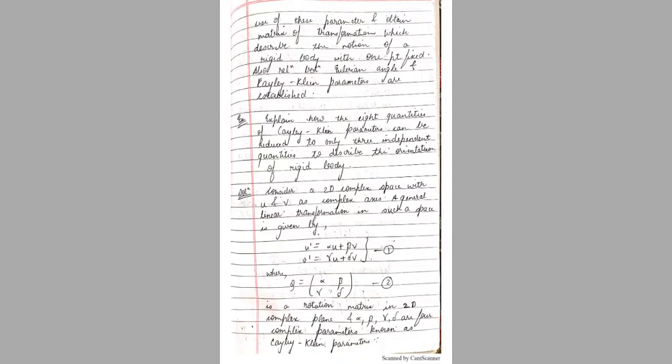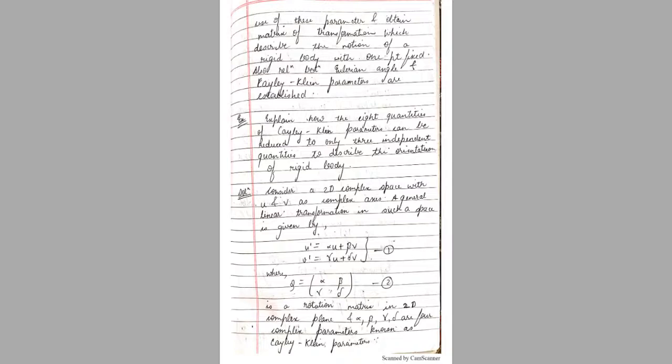And also we will see the relation between the Eulerian angles and the Cayley-Klein parameters. I don't think it would be possible for me to teach this relation in this lecture. In the next lecture, I will tell you the relationship between the Eulerian angles and the Cayley-Klein parameters. So see what is the first question: explain how the eight quantities of the Cayley-Klein parameters can be reduced to only three independent quantities to describe the orientation of the rigid body.